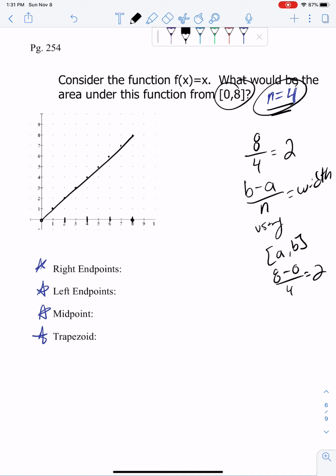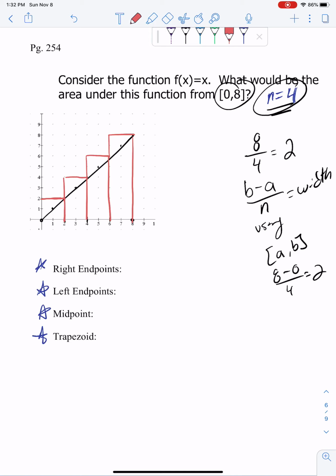And so for my right endpoint, my height is going to end at the right endpoint of my function, of each of my intervals. So my 0 to 2, my first rectangle, is going to be at the height of 2. My second rectangle is going to be at the height of 4. My third rectangle is going to be at the height of 6. My fourth rectangle is going to go all the way up to 8. So my rectangles' heights correlate with the right endpoint of the rectangle, where it meets the graph.